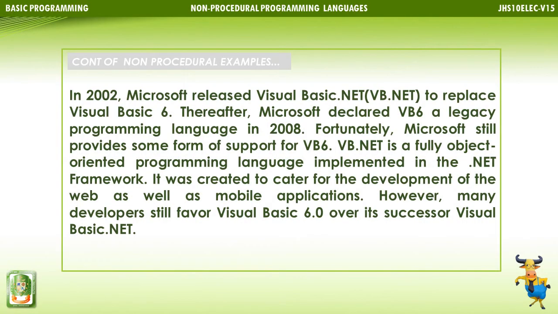In 2002, Microsoft released Visual Basic.NET, VB.NET, to replace Visual Basic 6. Thereafter, Microsoft declared VB6 a legacy programming language in 2008. Fortunately, Microsoft still provides some form of support for VB6. VB.NET is a fully object-oriented programming language implemented in the .NET framework. It was created to cater for the development of web as well as mobile applications. However, many developers still favor Visual Basic 6.0 over its successor Visual Basic.NET.